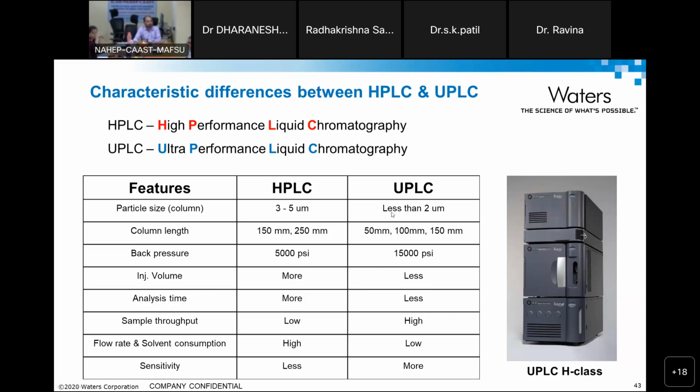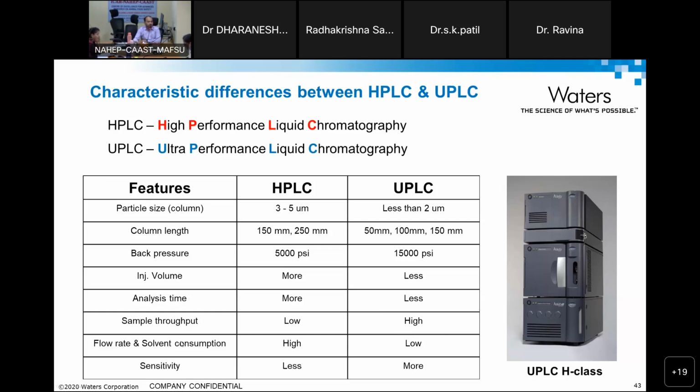Now, as the particle size is less and the column length is less, the total runtime or analysis time in case of UPLC is lesser as compared to HPLC, because in case of HPLC, the length of column is higher as compared to UPLC. Then sample throughput. Now, as the analysis time decreases in the UPLC, the sample throughput for UPLC would be higher. Correct? Less time for analysis, higher will be the sample throughput. Okay, so it is inversely proportional.